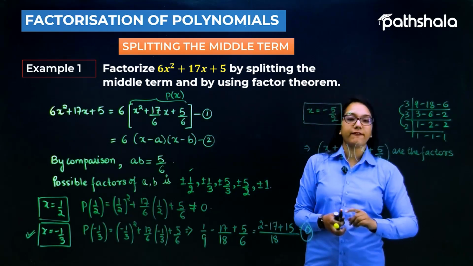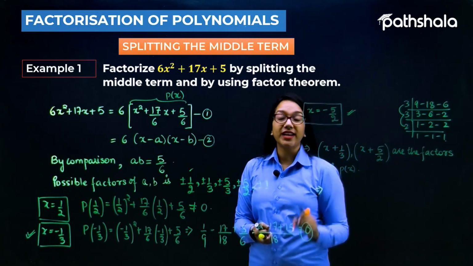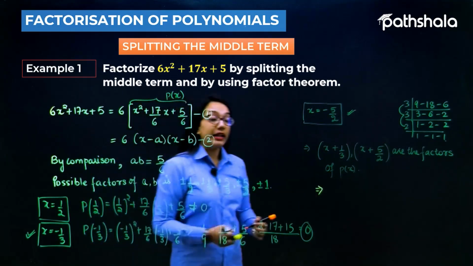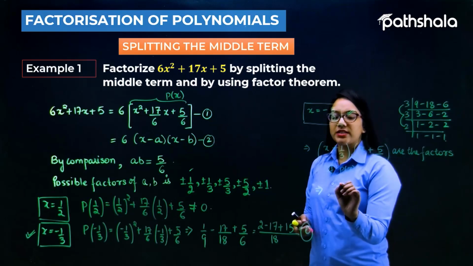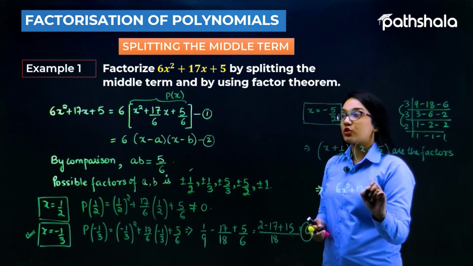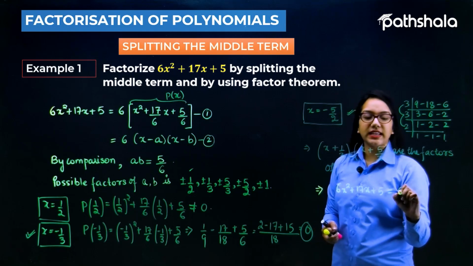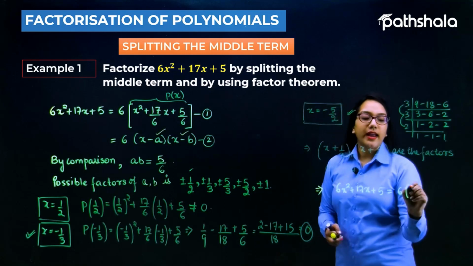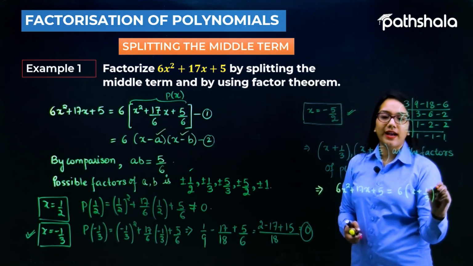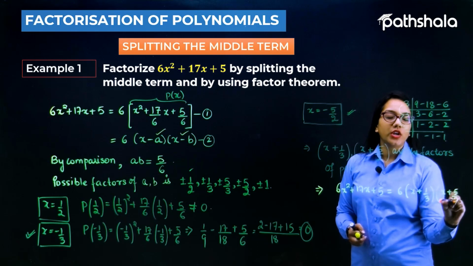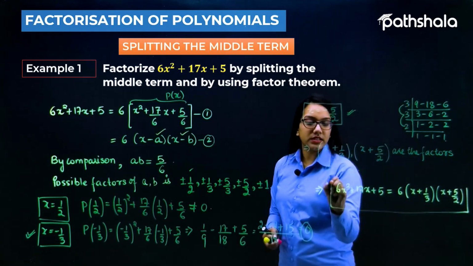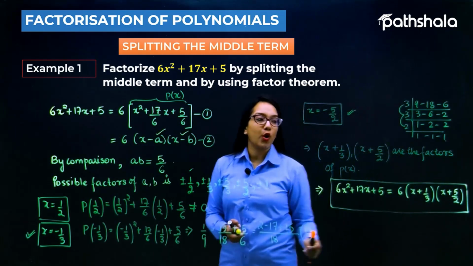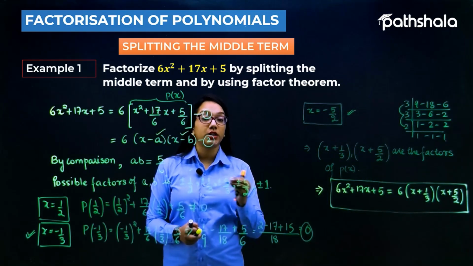So if they are the factors of the polynomial p of x, then in place of p of x we have already written x minus a, x minus b. It means that we can express the quadratic polynomial 6x square plus 17x plus 5 as 6 into, in place of x minus a, x minus b, x plus 1 by 3 and x plus 5 by 2. So this is nothing but the factors of this quadratic polynomial using the factor theorem.